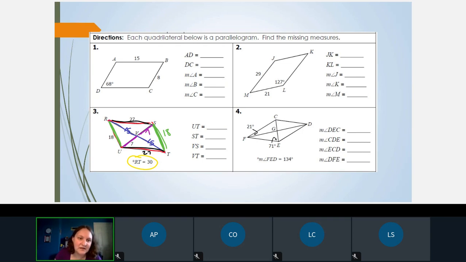So VS is 7. Now that we've put all the information in the picture, I'm sure that we can answer all these questions. UT we labeled as 27. ST, we labeled that as 18. VS, we labeled that as 7. And VT, where'd VT go? There we go. We labeled that as 15.